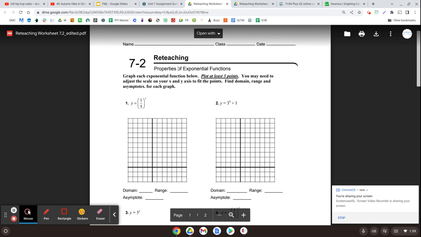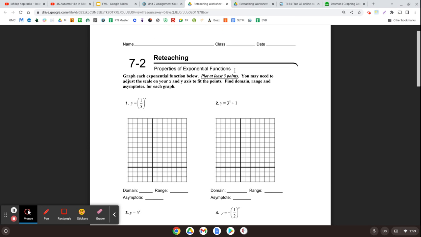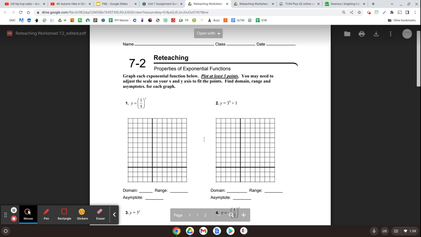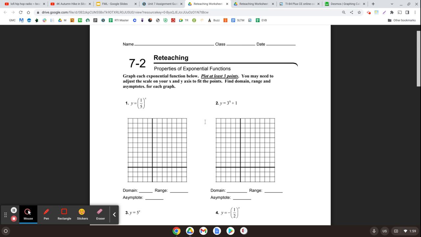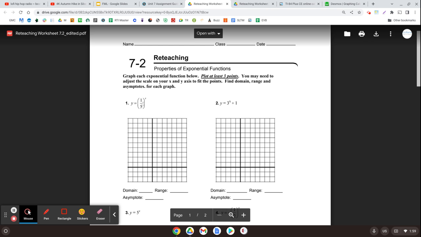All right, 5-minute lessons, properties of exponential functions, really focusing on graphing, the domain, the range, and the asymptote, okay? You've heard domain and range, but now it's going to start getting a little bit more tricky. So I'm just going to do numbers 1 and 2 to help you guys with this.